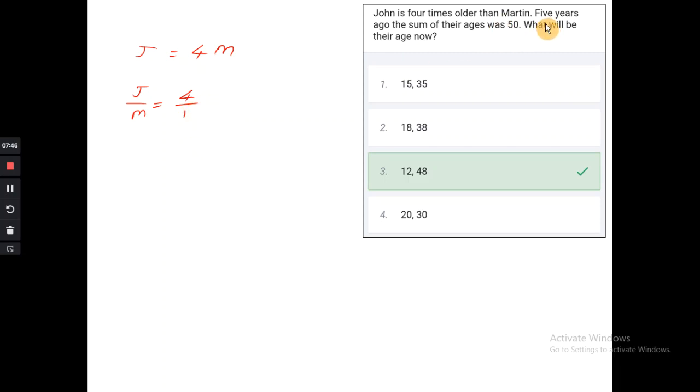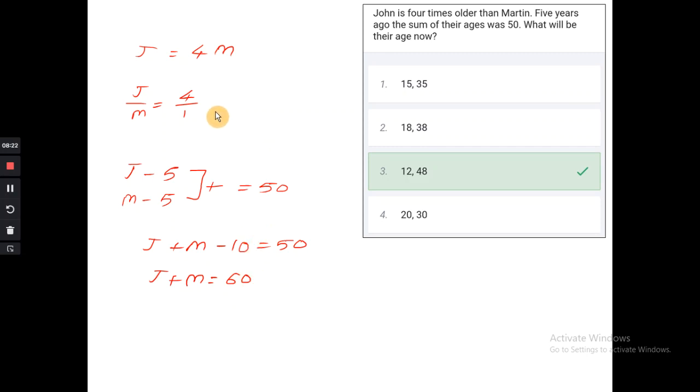In the other statement, 5 years ago, the sum of their ages was 50. 5 years ago, John will be J minus 5, and Martin 5 years ago means M minus 5. Their sum J minus 5 plus M minus 5 is equal to 50. So J plus M minus 10 is equal to 50. So J plus M is equal to 60.